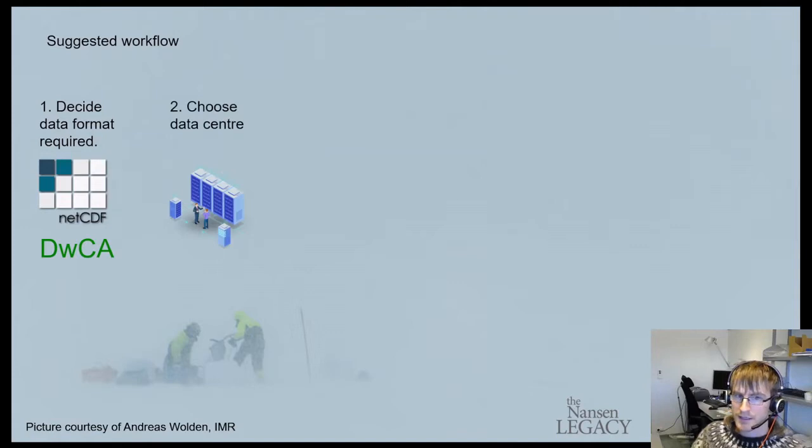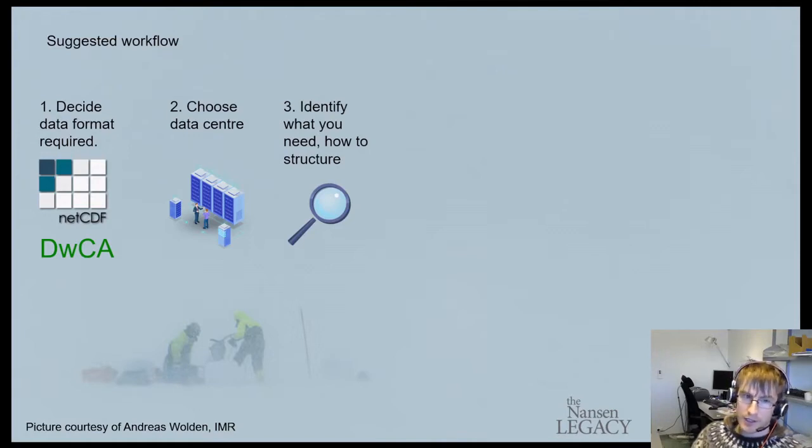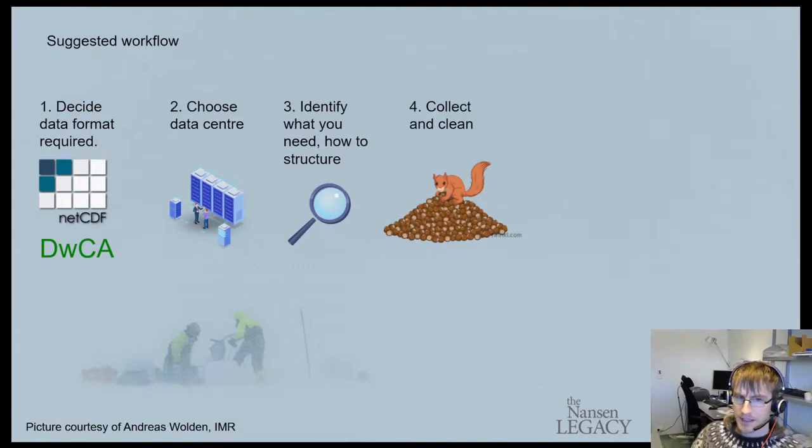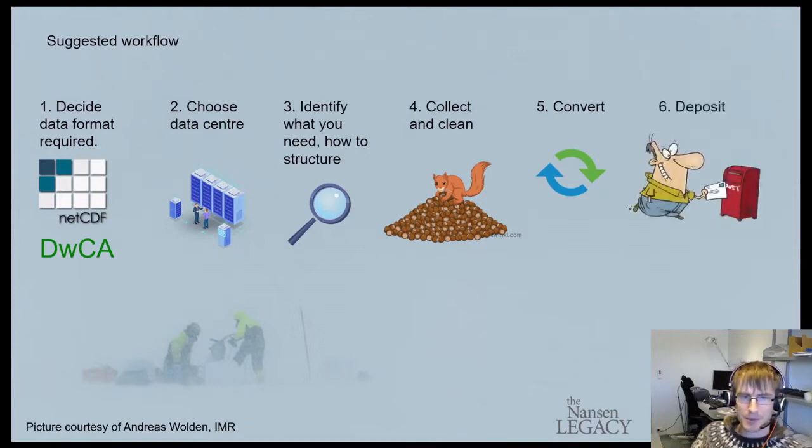You then need to choose a data center that you want to publish your data to. These two things together will determine what you will need to do next and how you need to structure that data set. You might also be able to get help from a data center on the next steps. You then need to collect everything together, make sure everything's in order, make sure nothing's missing. And then you're ready to convert your data into NetCDF or Darwin Core. And finally, you can publish your data.